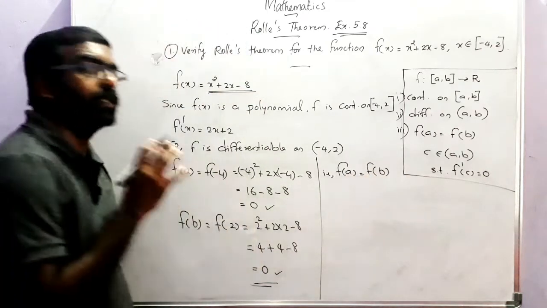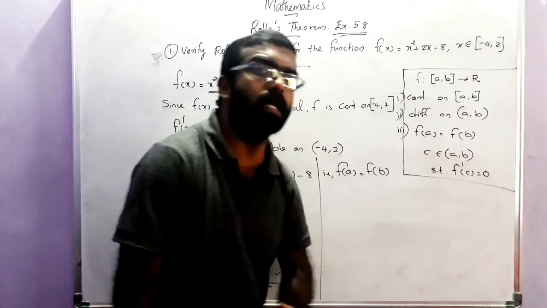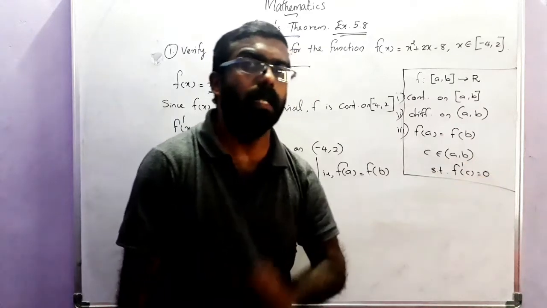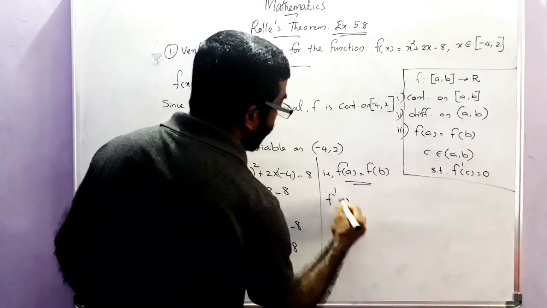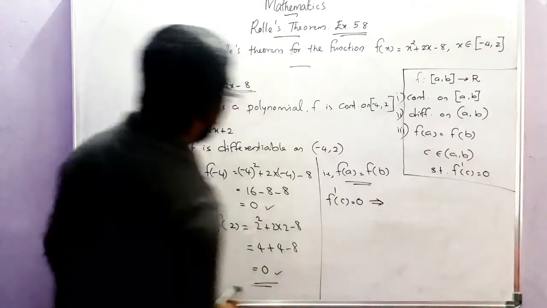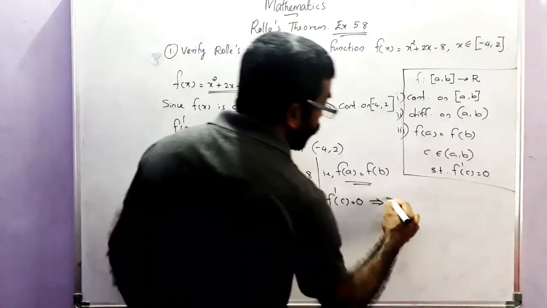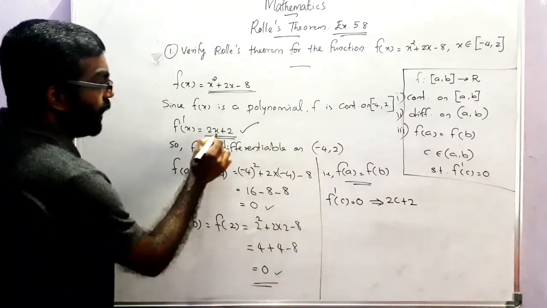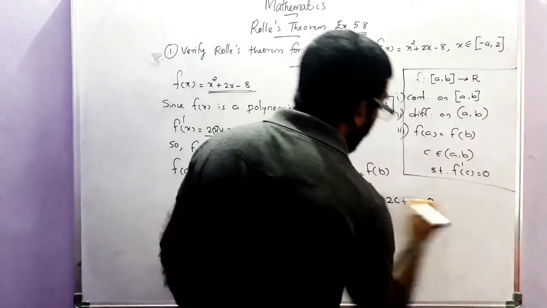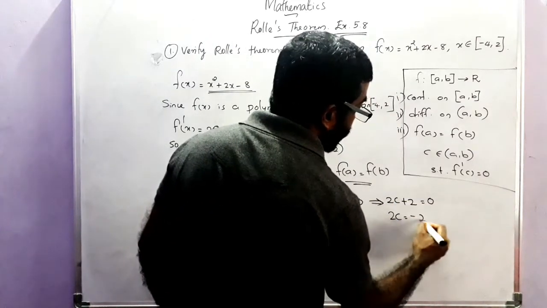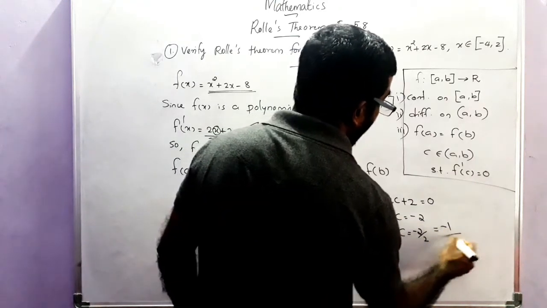That means all three conditions are satisfied. Then there exists some c in open interval ab such that f dash of c is equal to 0. That c we have to find out. For that we equate f dash of c to 0. Here f dash of x is 2x plus 2, so f dash of c becomes 2c plus 2, where instead of x I put c. That is 2c plus 2 equal to 0, so 2c is equal to minus 2, and c is equal to minus 2 divided by 2, which is equal to minus 1.